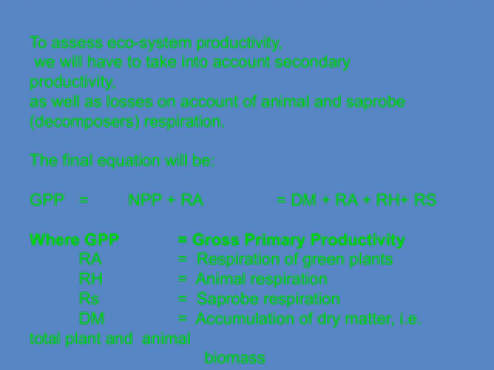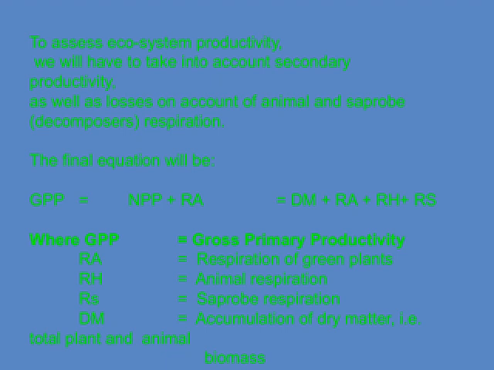The total or gross primary productivity, GPP, is essentially the total energy captured through photosynthesis by plants. But not all of that energy remains in the plant biomass. Part of it is used up in respiration, which we denote as RA for green plants. So the equation shows us that GPP equals NPP, or net primary productivity, plus RA, the respiration of green plants. NPP itself is the remaining biomass after plants use some energy for their own respiration.